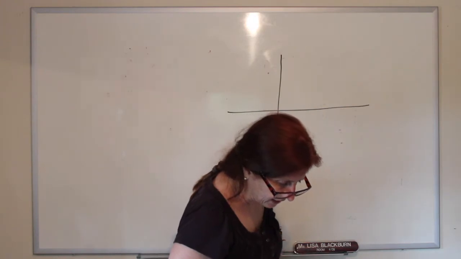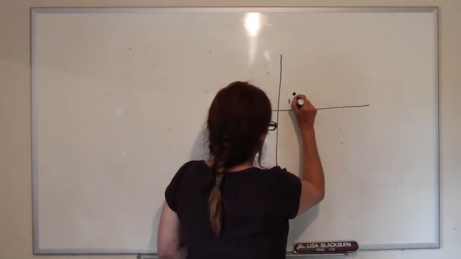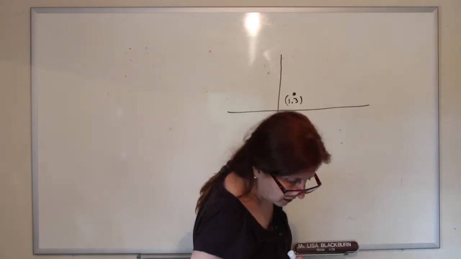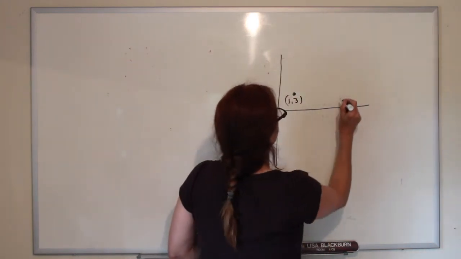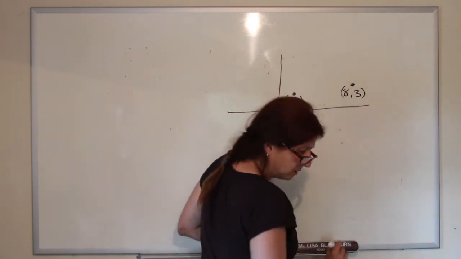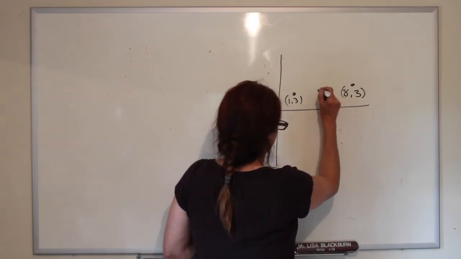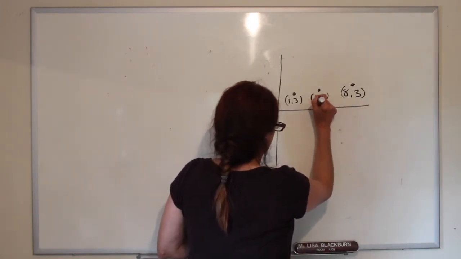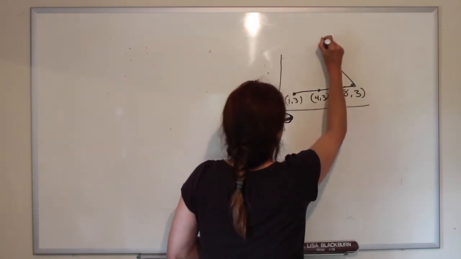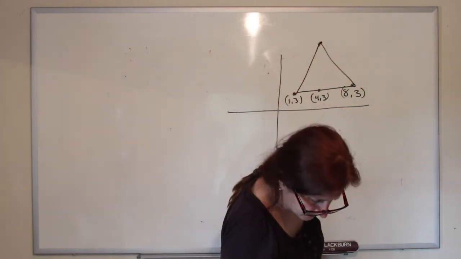Okay, and we didn't really have to draw everything. It's at 1, 3. It's at 8, 3. The point. 4, 3 is right there. A line there. There's a point there. That is 4, 7.